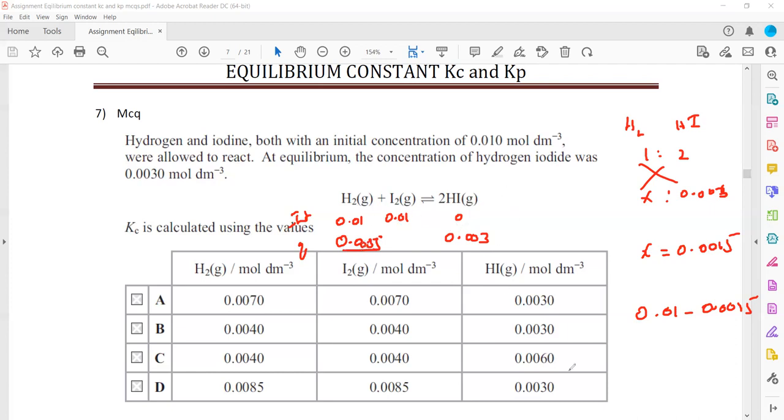What about iodine? We will solve it the same way. The ratio between iodine and hydrogen iodide is also 1:2. So the same number of moles of iodine reacted, and the same subtraction, so 0.0085. So 0.0085, 0.0085, and 0.003. That's why D will be the right answer for this. So the idea is, whenever we use concentration, we always use the concentration at equilibrium.